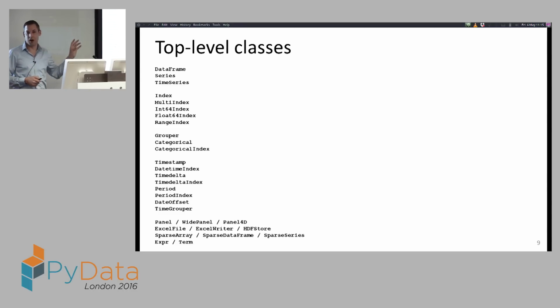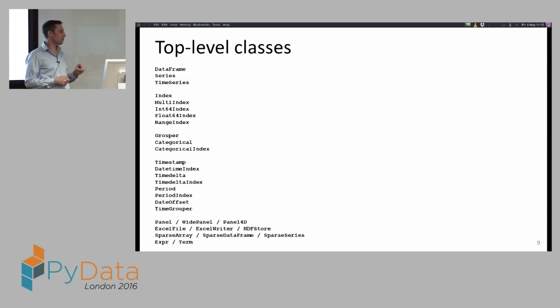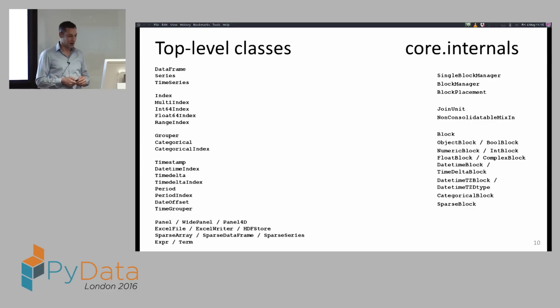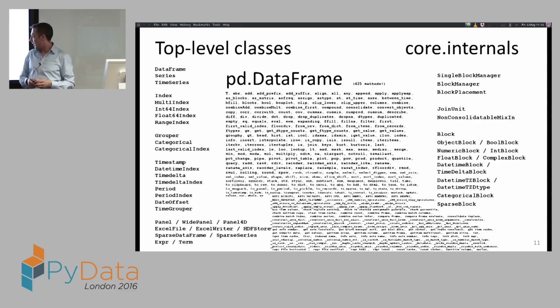These are the classes you'll find if you do an import pandas and then look at what classes are in the top level pandas namespace. If you look in the code, you'll find that there are many layers of more abstruse objects. These are the block managers from a file called core.internals. And then if we look at a data frame itself, it has 425 methods on it.